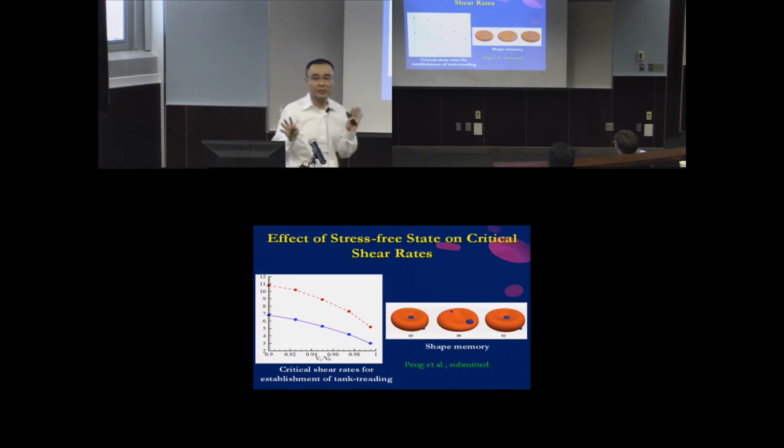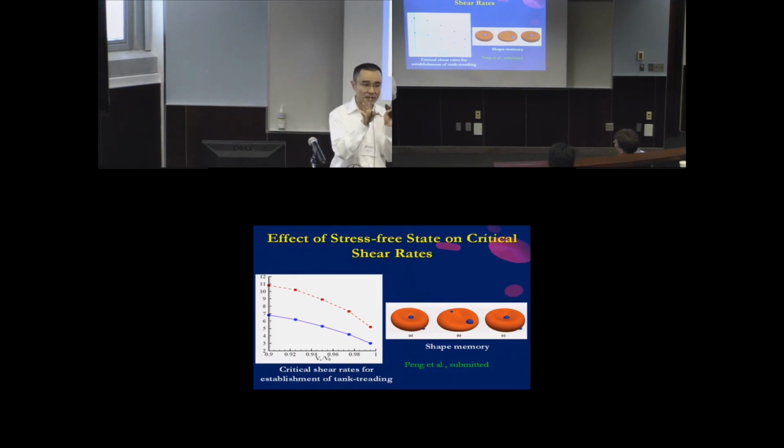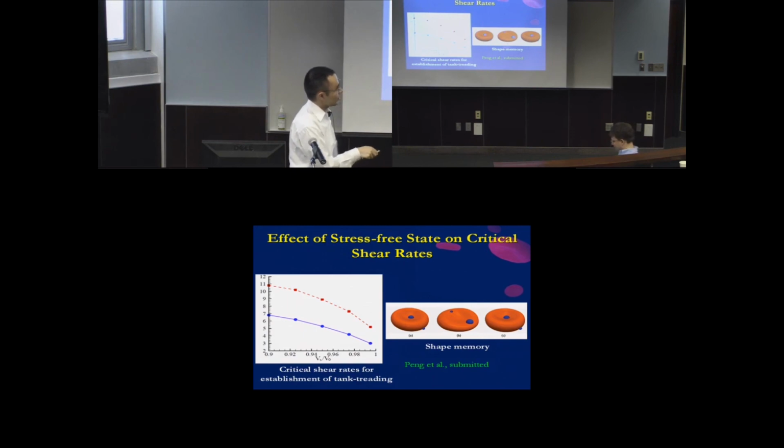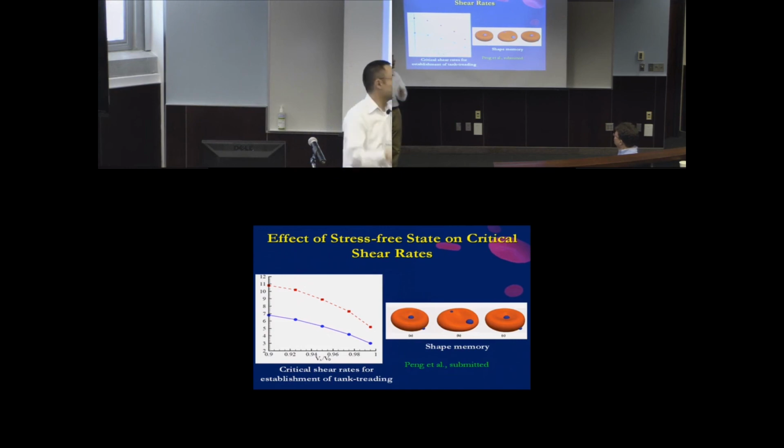However, we don't believe it's exactly a sphere, because if it's exactly a sphere, then there's no shape memory. People find that, for example, we simulate that we do the tank-treading, but if we stop the flow, then the dimple region will go back to the dimple region. It means the cell has a shape memory. But if the initial configuration is exactly a sphere, then every part of the cell is identical, so there's no shape memory. So based on these results, we propose that the stress-free configuration is like an ellipsoid.